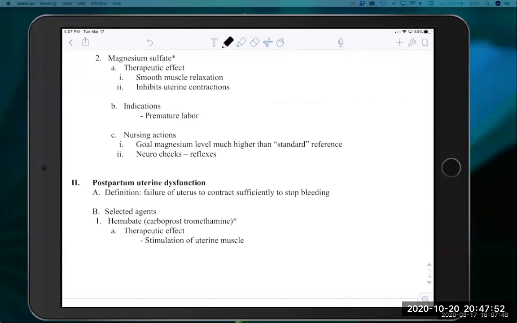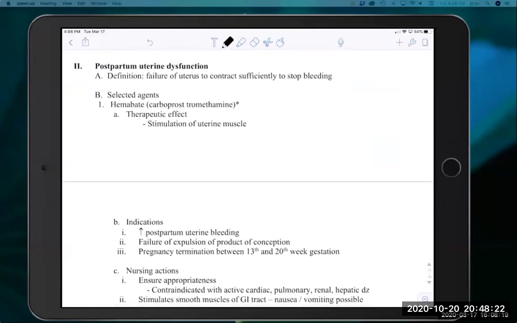Because of that, we have to make sure that we're very on top of our neuro checks, and we're looking at their reflexes, such as DTRs. DTRs are deep tendon reflexes. If a patient has magnesium toxicity, so they have too much magnesium, they could have hyperreflexia and clonus, and that basically gives the patient also increased risk of convulsions. So they might have a seizure if their magnesium levels are too high.